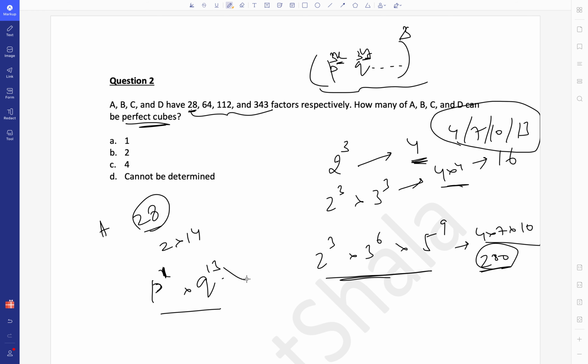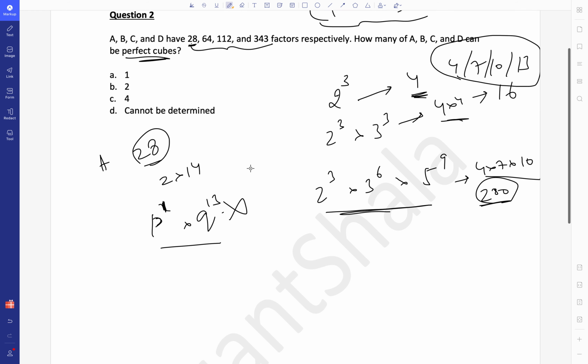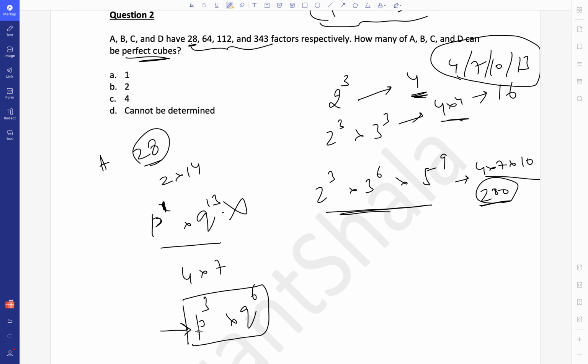2 multiplied by 14, 28. Is this a perfect cube? No. But is this the only configuration that a number with 28 factors can have? It can have 4 into 7, right? I didn't write 4 into 7 here, but 28 can be written as 4 into 7, which means p cube into q raised to power 6. A number which has prime factorization equal to this or similar to this will have 4 multiplied by 7 equal to 28 factors, and this is the perfect cube.